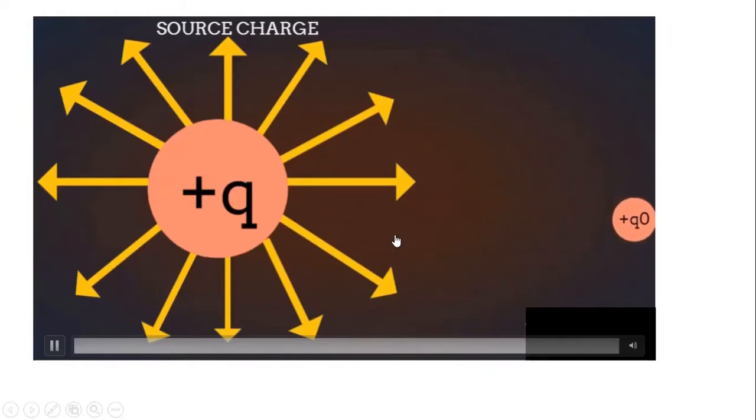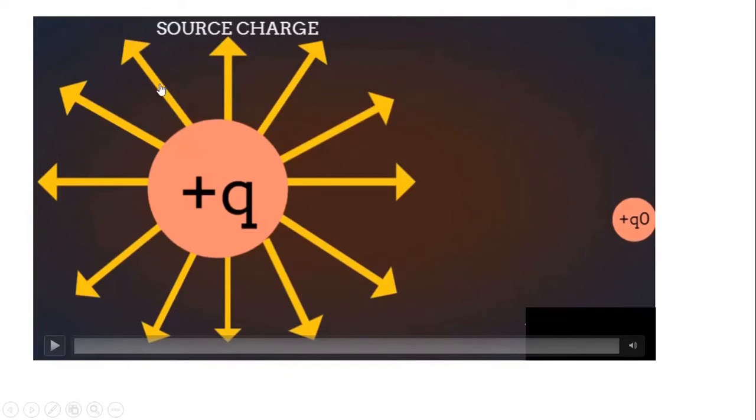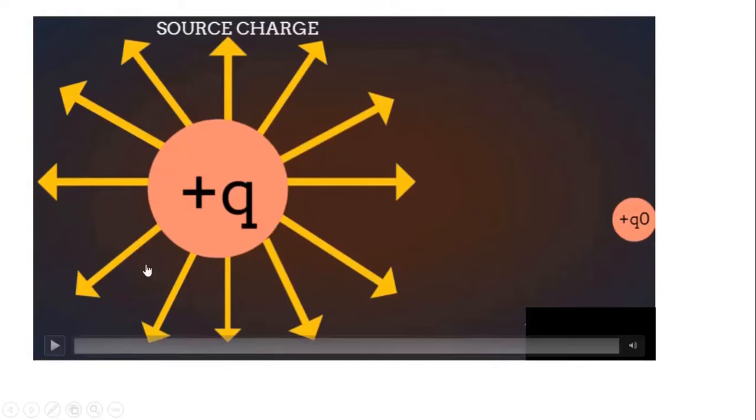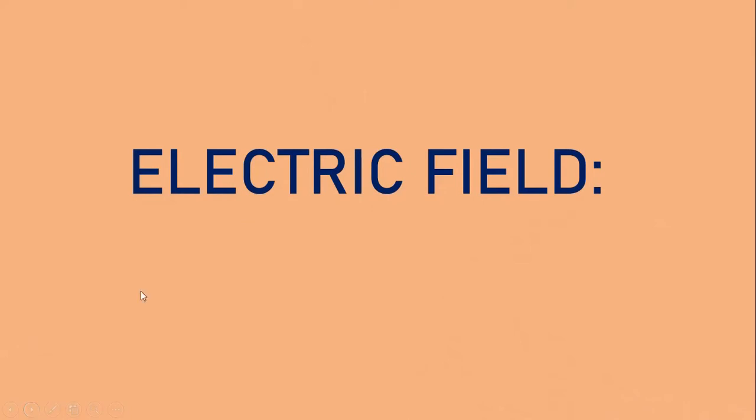Now, from where does this force come? This is because of the presence of the electric field around the source charge. This electric field will exert a force on the test charge, and this is all about the concept of the electric field. That means it helps us find the magnitude of the force experienced by other smaller bodies.